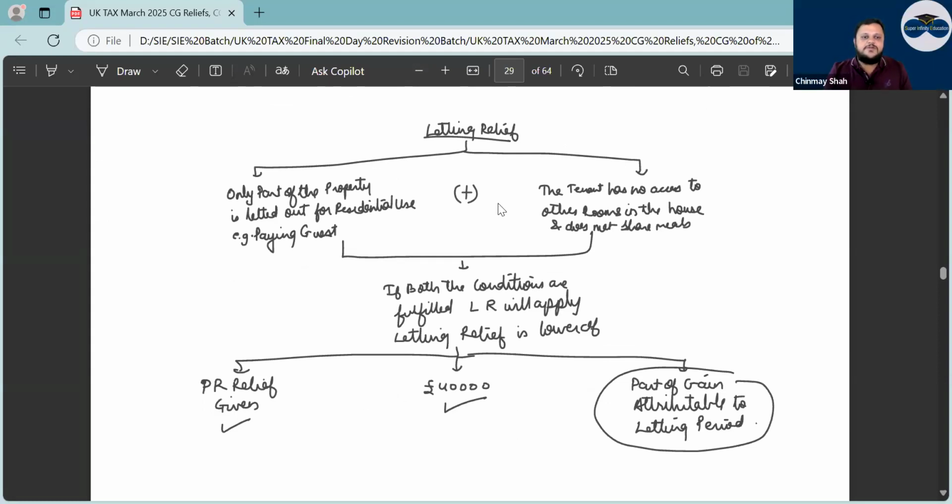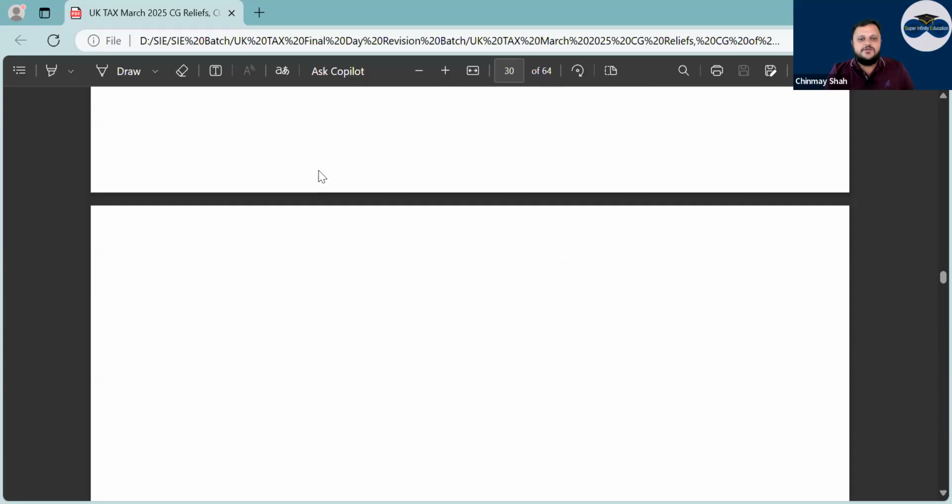Letting relief: only part of the property is let out for residential purpose, paying guest, and the tenant has no access to other rooms, right? In this case, what will happen? You will calculate CG. CG minus letting relief. Letting relief, 3 options, lower of the 3: PR relief, that is already available because you are going to have some PR relief, or 40,000, or part of gain attributable to letting period.